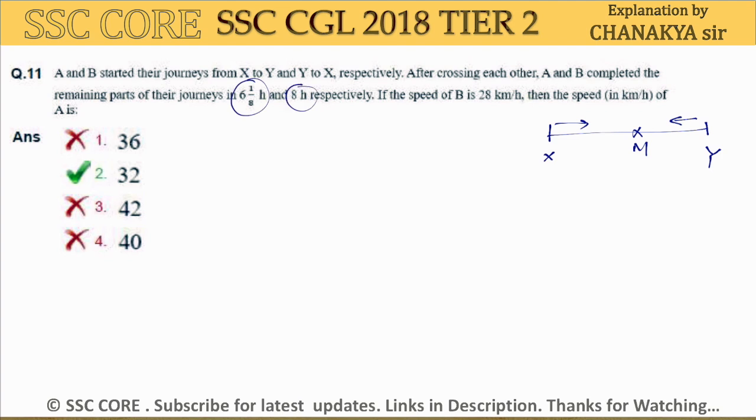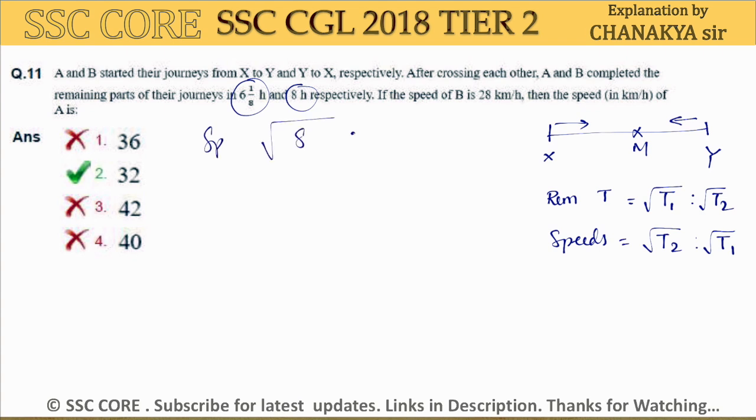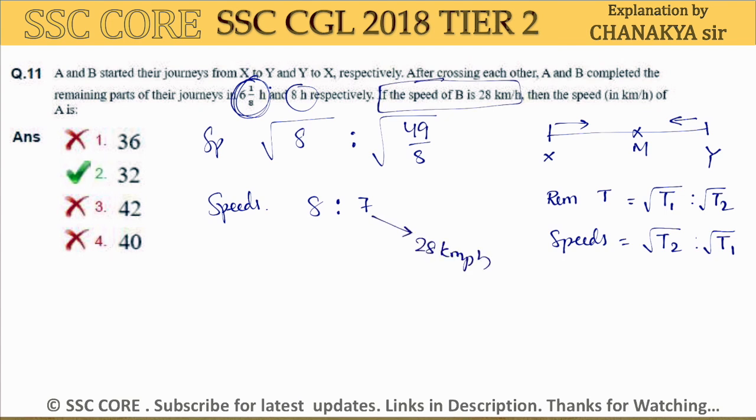And this is a direct formula. So speeds ratio will be root T2 is to root T1. And we need speeds root T2, 8 is to root T1. 6 1/8 hours, 8 into 6, 48 plus 1, 49 by 8. So 8 is to 7 is ratio of speeds. Ratio of speeds is 8 is to 7. Given B speed is 28, B speed 7 parts 28 kmph. So A speed 8 parts how much? 32 kmph is answer. Answer is option 2.